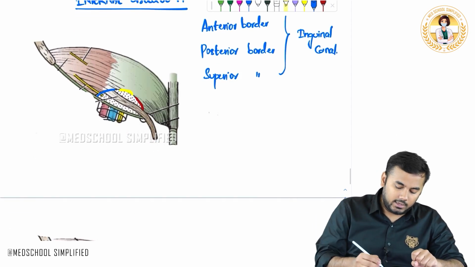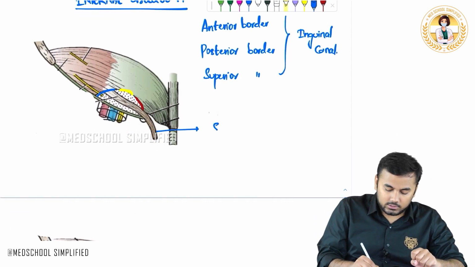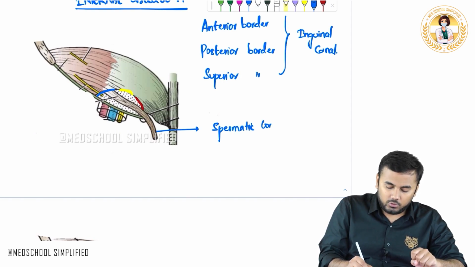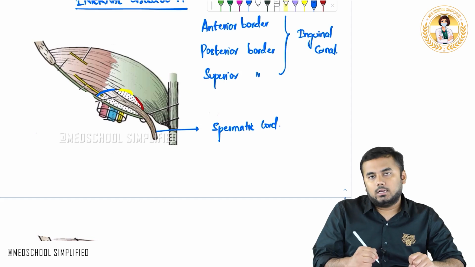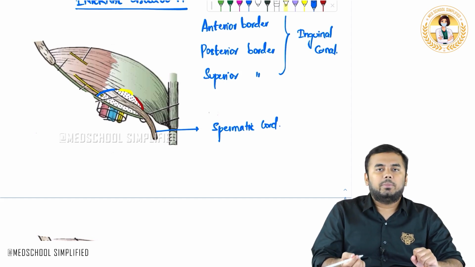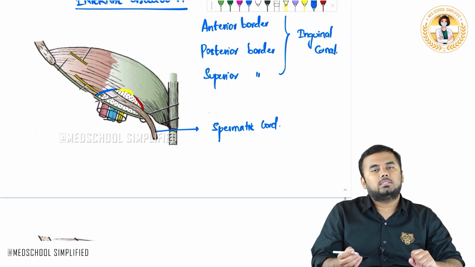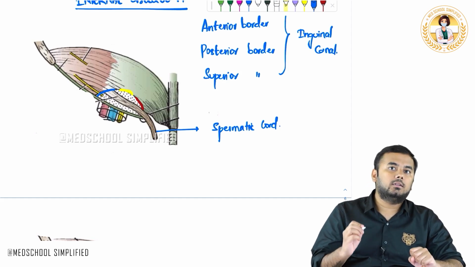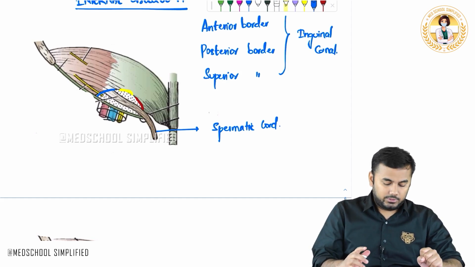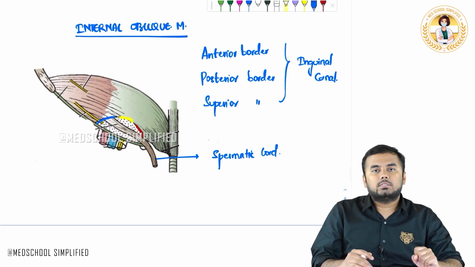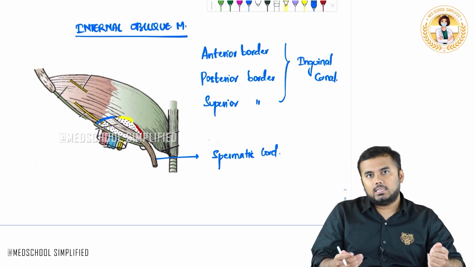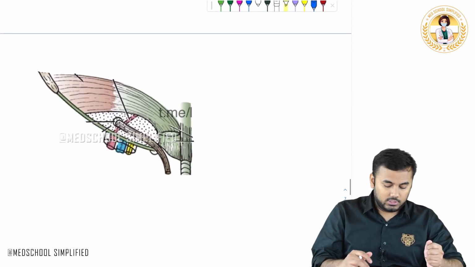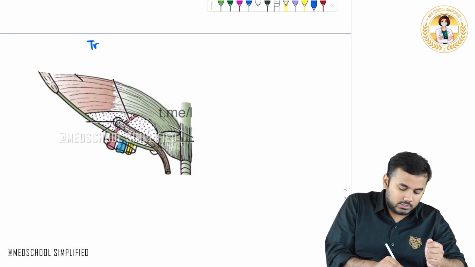And through that inguinal canal, what is this coming out? This is your spermatic cord. I told you, within the inguinal canal in males there is the spermatic cord, and in females it is the ilioinguinal nerve and the round ligament of the uterus. After the internal oblique muscle, if I remove this layer, the next layer I will get is the transverse abdominis. So this is your transverse abdominis muscle.